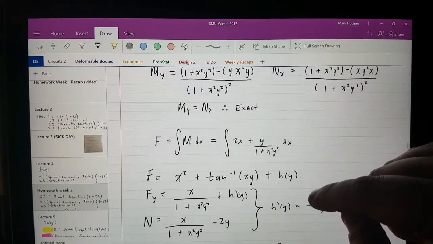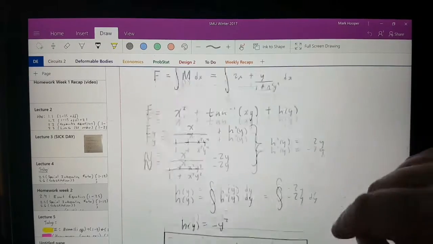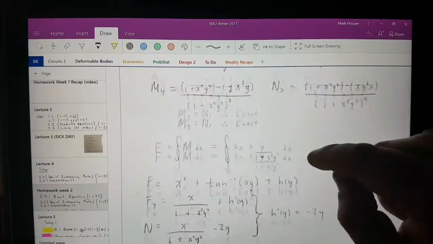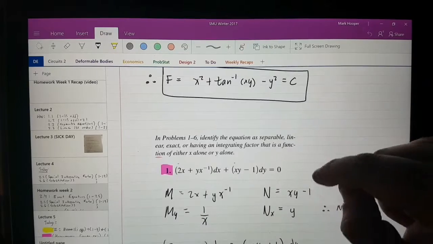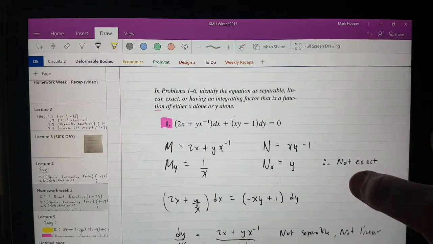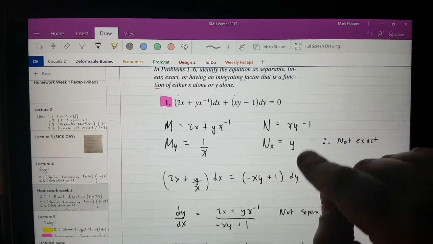Yeah, these are all just the same thing. So yeah, it was a lot of practice to get used to it. I don't know why, but it's quicker now. So here's the next section. So this one's not exact.